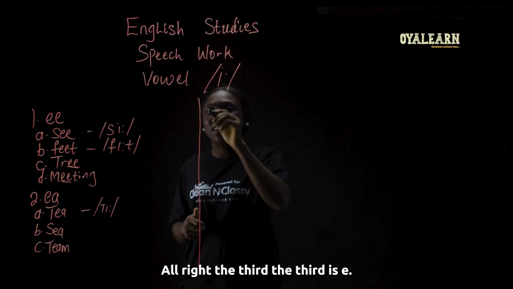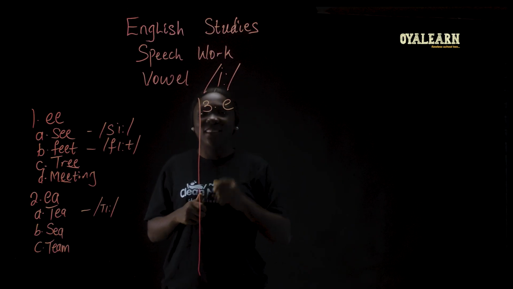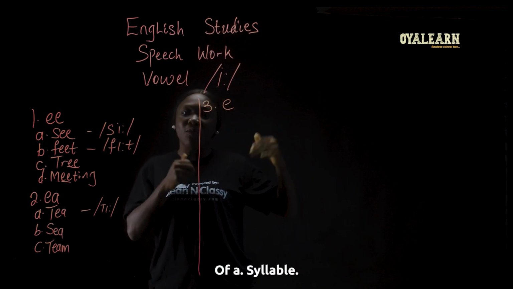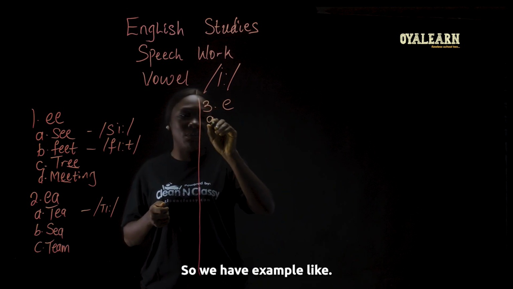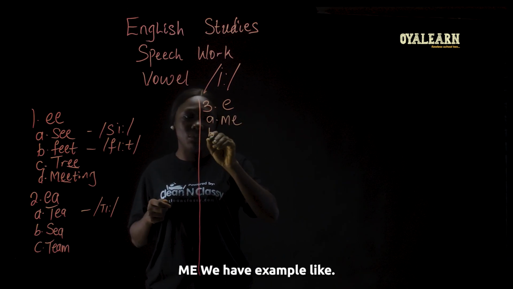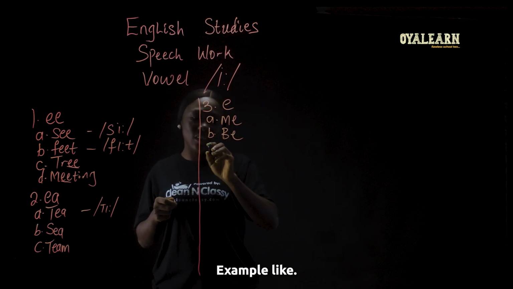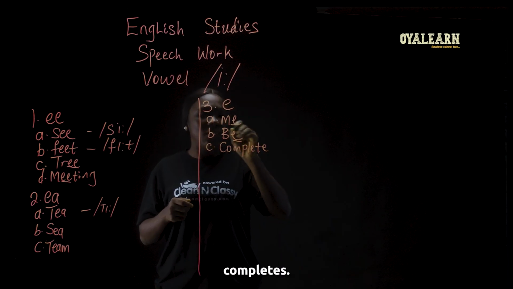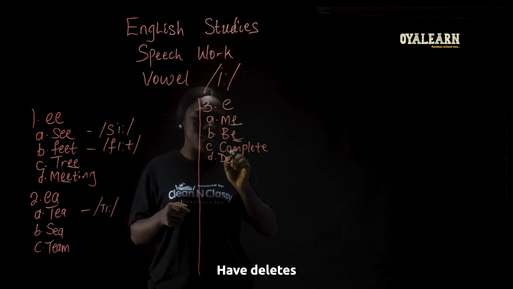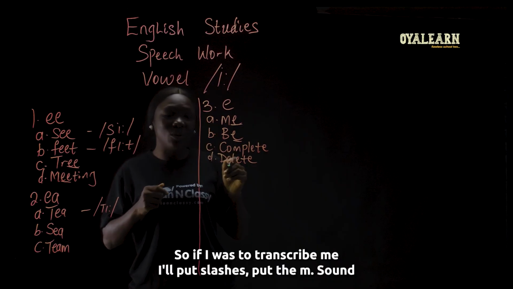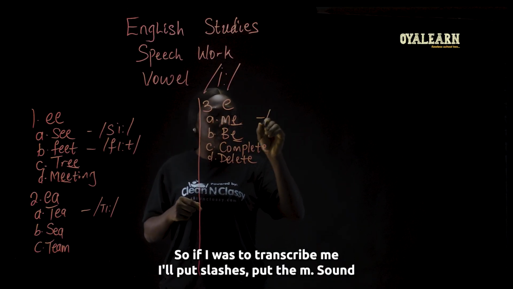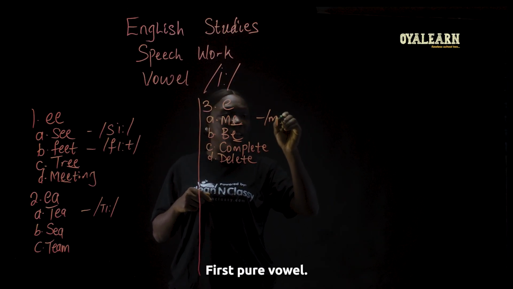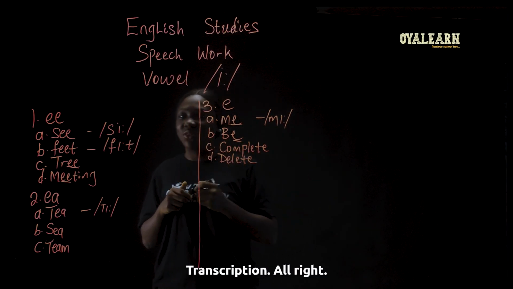All right, the third is E. This is when the letter E occurs at the end of a syllable. We have examples like me, be, complete, and delete, and the like. If I was to transcribe me, I'll put slashes, put the sound, and then the first pure vowel E in the transcription.